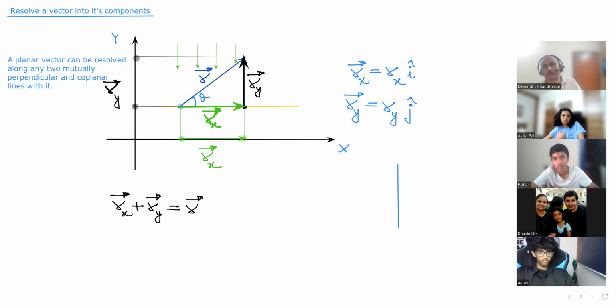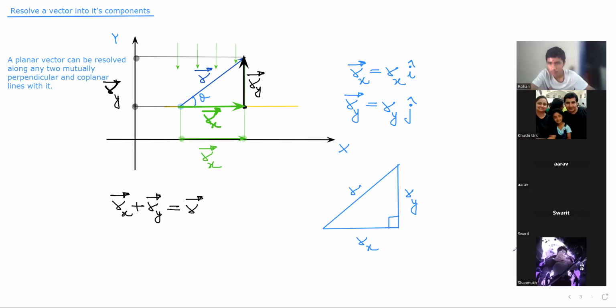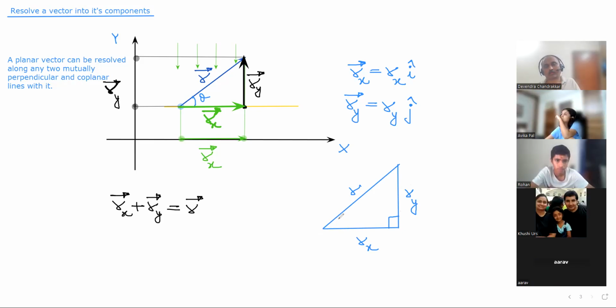Now, all of you are aware of the right angle triangle, and you know trigonometry, right? So this is vector Rx, this is Ry, and this is R in this right angle triangle. Say yes or no. Okay, this angle is theta. Understood?